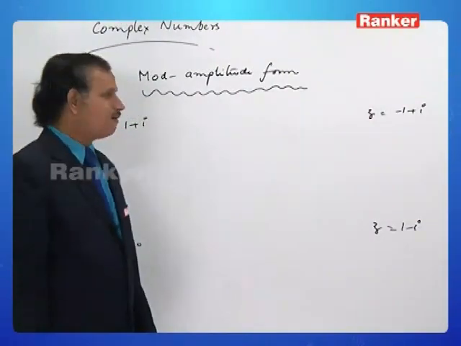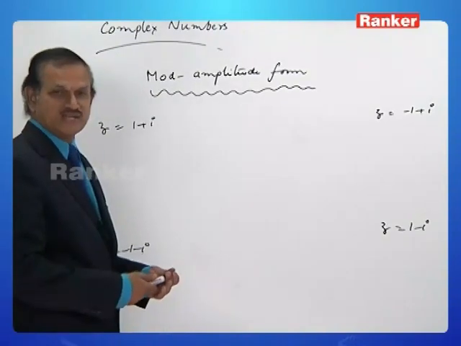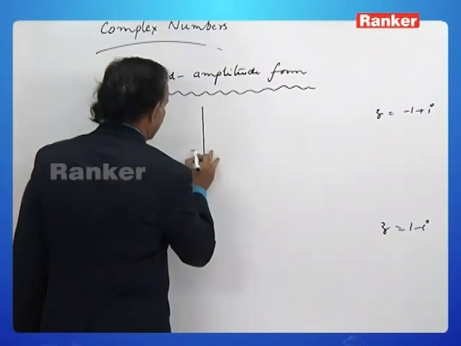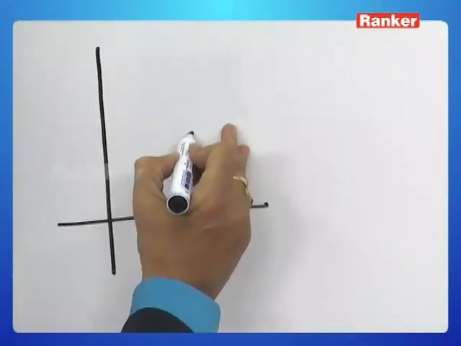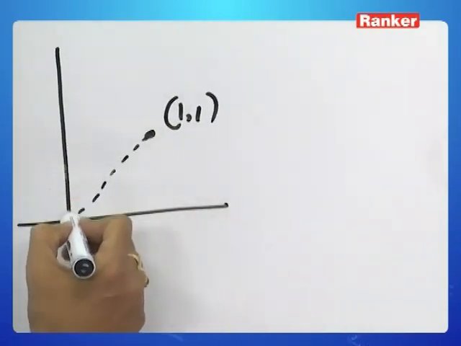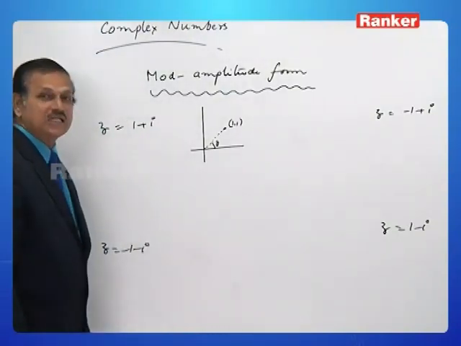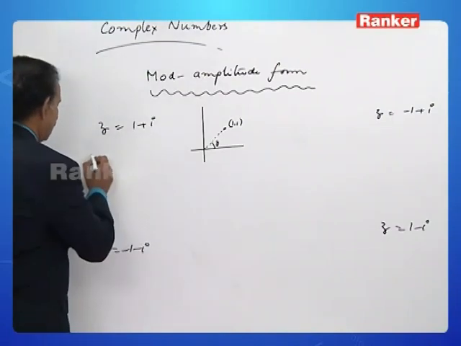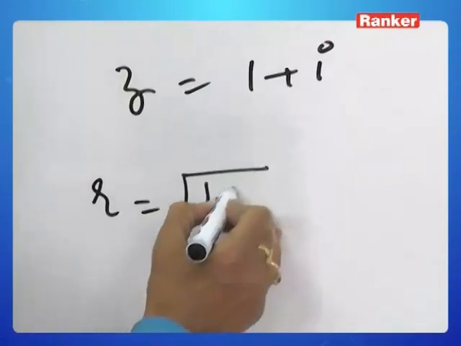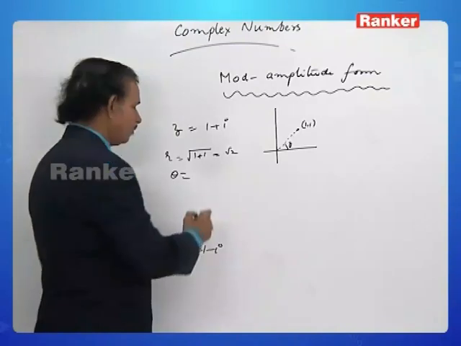Let us observe 4 complex numbers at a time. The first complex number is z is equal to 1 plus i. If you note it on the Argand plane, what is the point corresponding to the complex number? 1, 1. What is the amplitude? The point 1, 1 lies in the first quadrant. Clearly, what is r? Modulus of the complex number is nothing but root of x square plus y square. 1 plus 1, that is root 2.